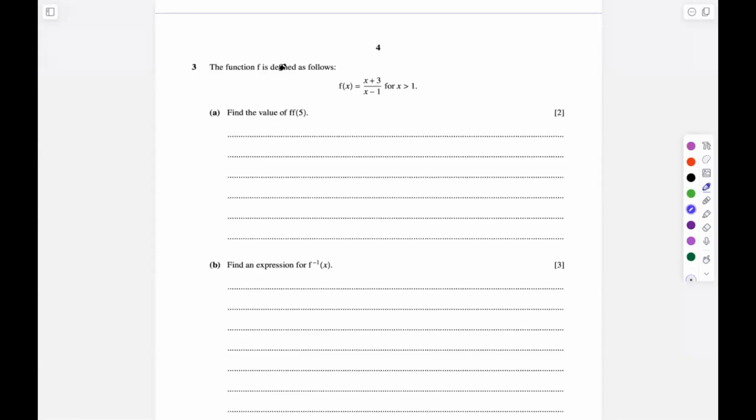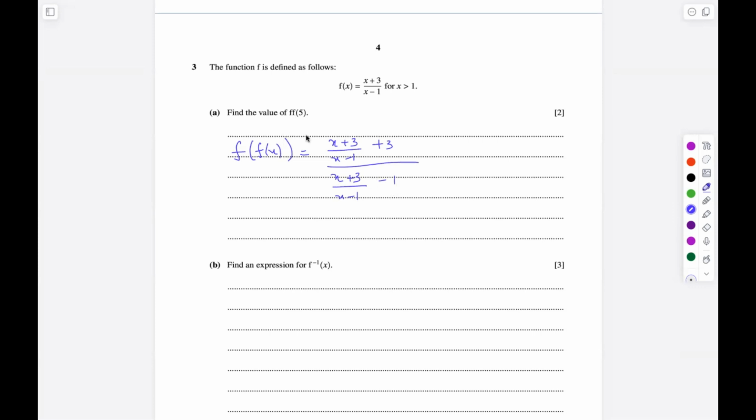In question 3, the function f is defined as follows. f of x equals x plus 3 upon x minus 1 for x greater than 1. In part A, we have to find the value of f of 5. To find this, f of f of 5 basically means that in the function f, we'll substitute in place of x the whole function again. So in place of x, I will write x plus 3 upon x minus 1, plus 3, divided by, again in this x we'll substitute x plus 3 upon x minus 1, minus 1.